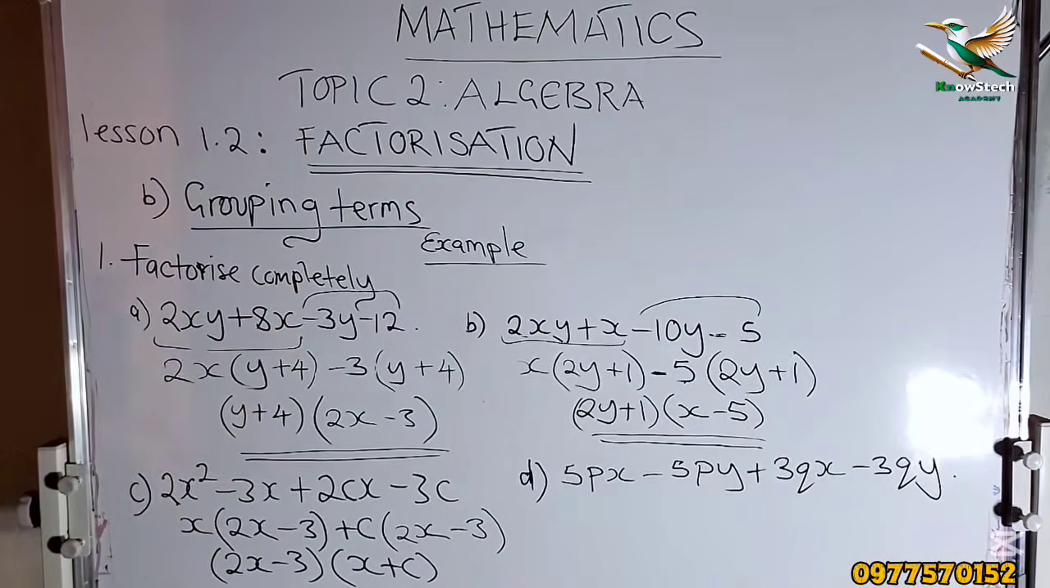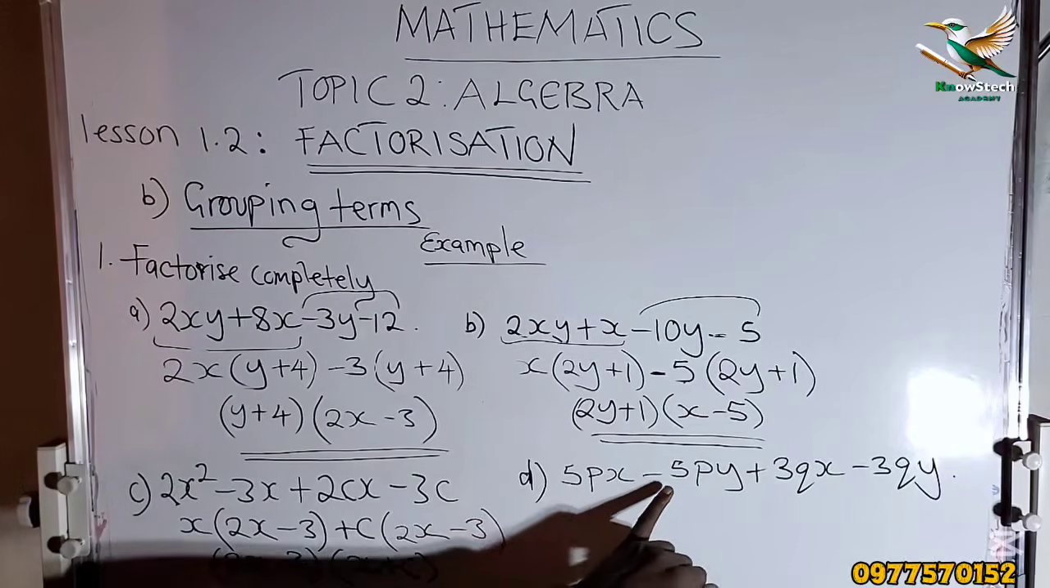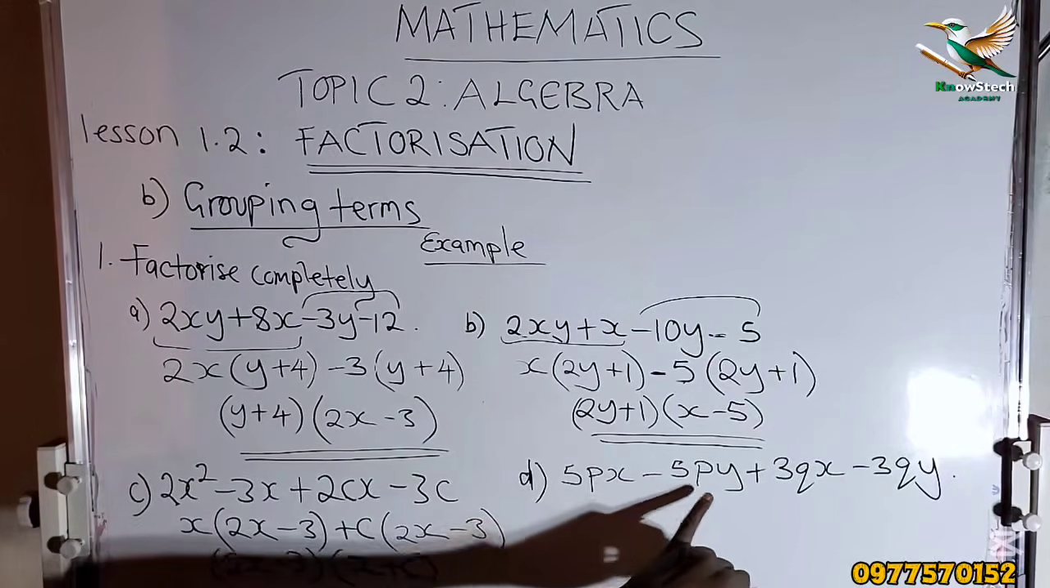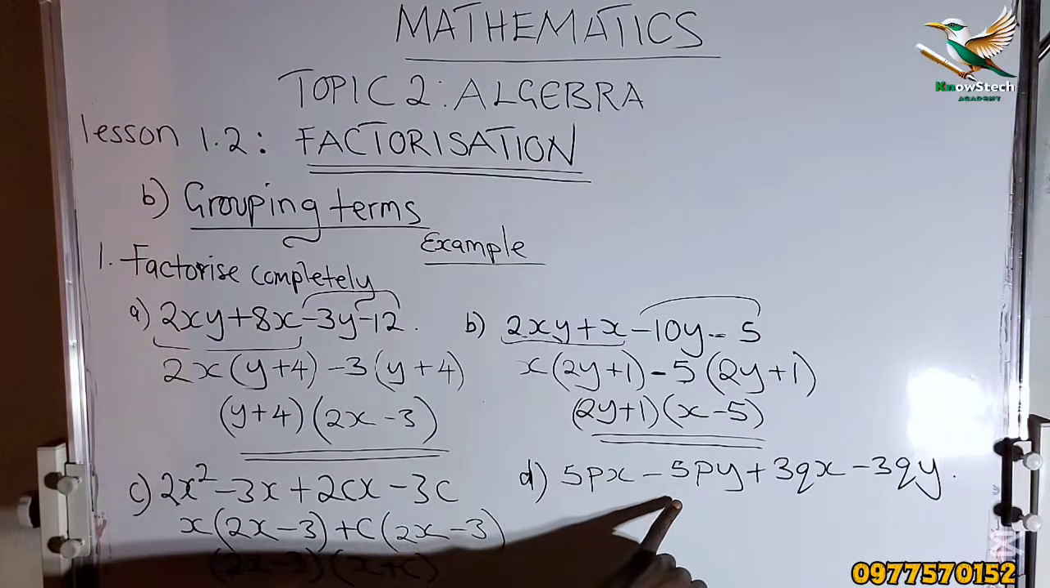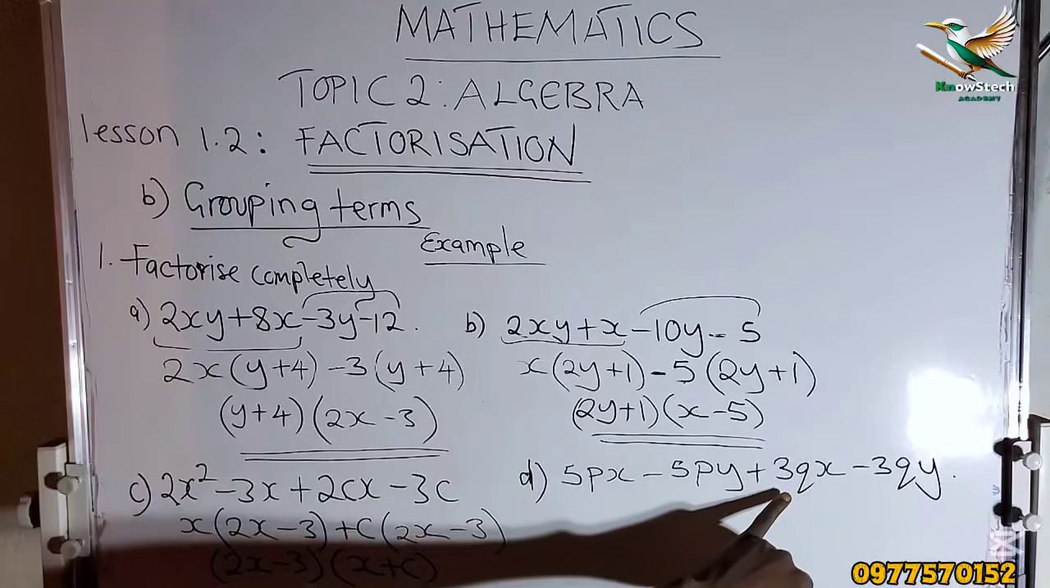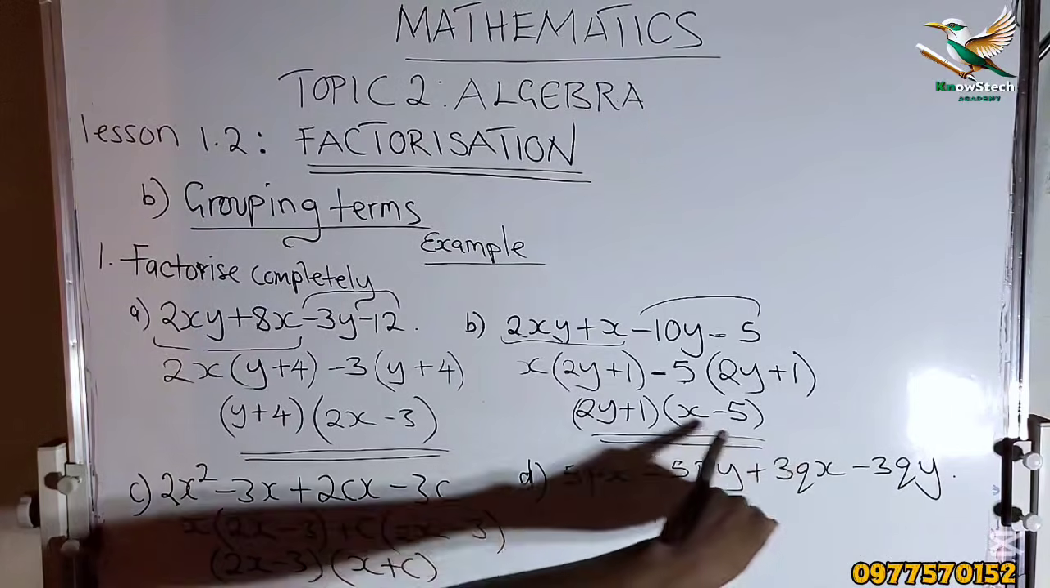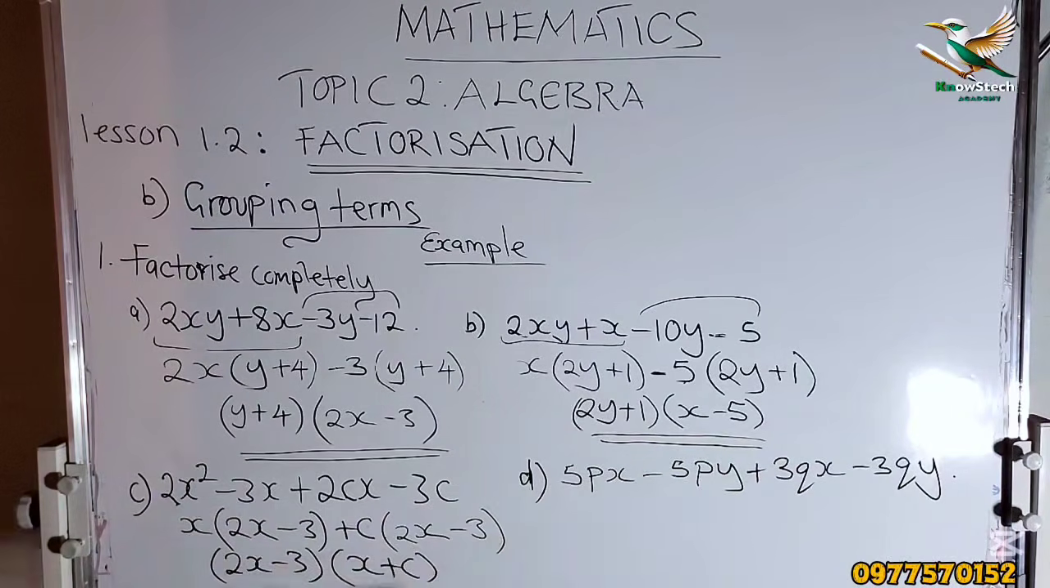Let's go to D. So D, which is the last question, we're still factorizing completely. The first two, do you have what is common? There is 5 even here, 5. There is p even here, p. Okay. So if you have nothing common between the first two, then there is something common in the third or fourth. Arrange them. Okay. Then factorize by grouping.